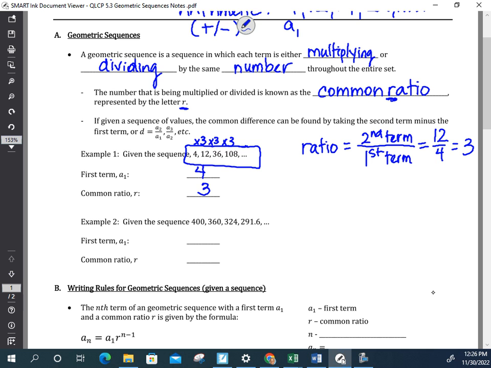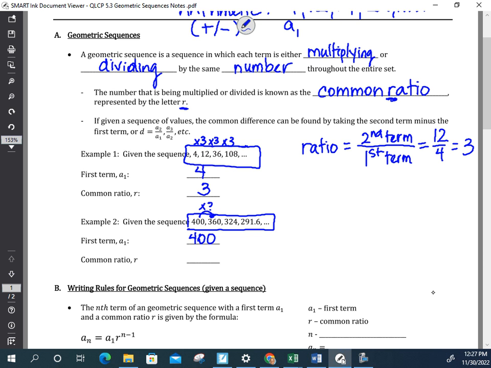Case in point, example 2: 400, 360, 324, etc. We can identify the first term real easy. That's 400. But for the common ratio, I'm pretty sure most people off the top of their head are not going to know 400 times what is going to give you 360.